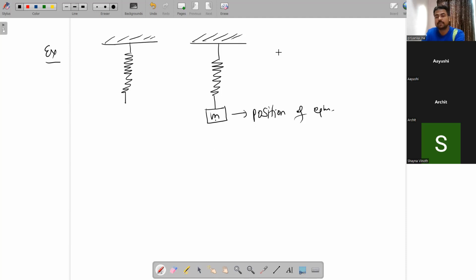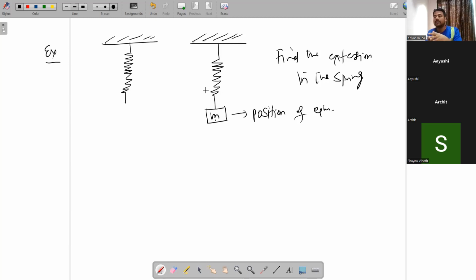If I ask you to find the extension in the spring, this is very obvious that you will think that after hanging the block, this block will try to go down because of gravity. So definitely this spring will experience some extension, right? So finally, it will have some extension. Suppose X is the extension. So now this spring is extended.